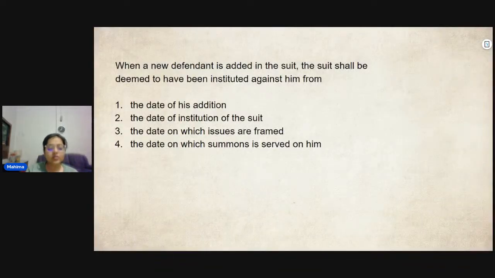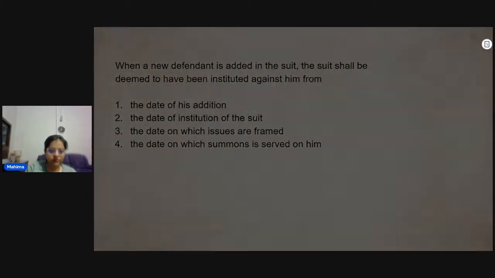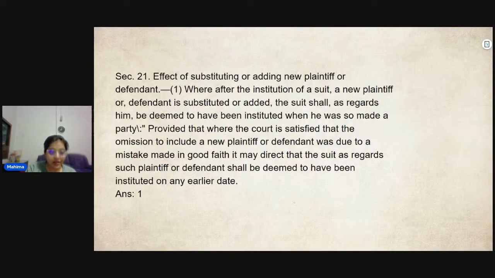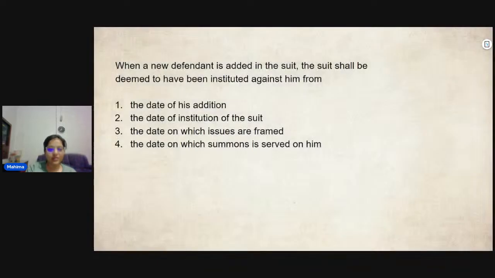Yes, okay. When a new defendant is added in the suit, it shall be deemed to have been instituted against him from the date of his addition, from the date of institution of the suit, from the date on which issues are framed, or from the date on which summons is served on him. It is option number 1, and it is mentioned under section 21, clause 1. Then the date of his addition will be the date when the suit shall be deemed to be instituted. Yes, it is option number one and not two.